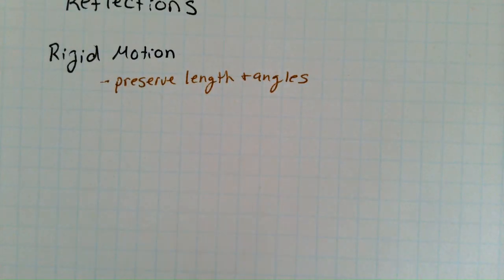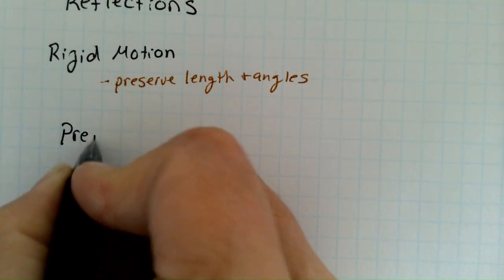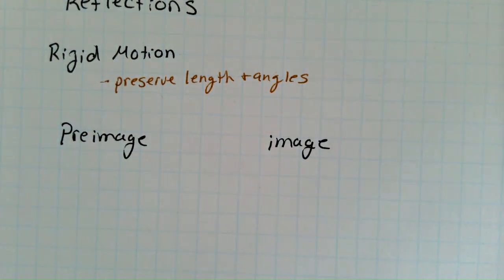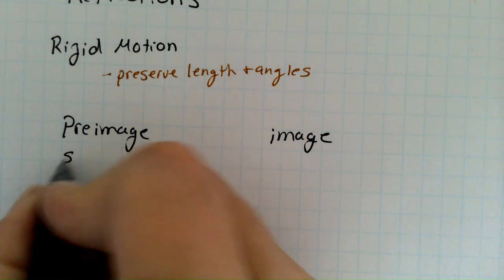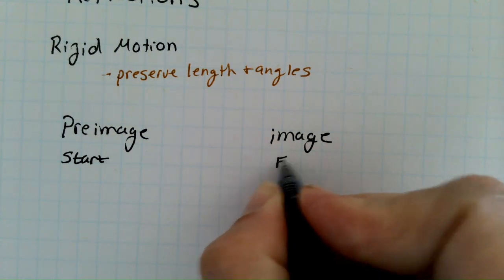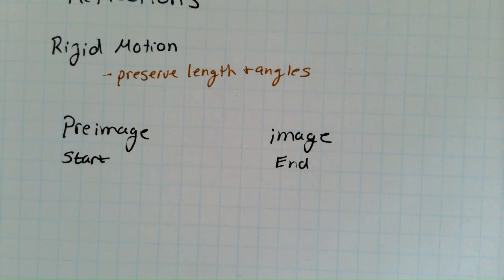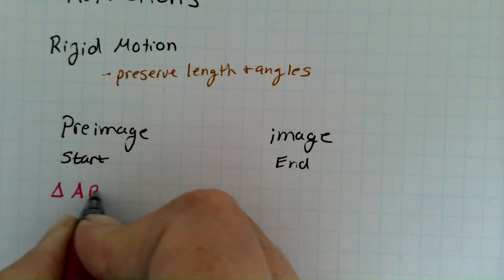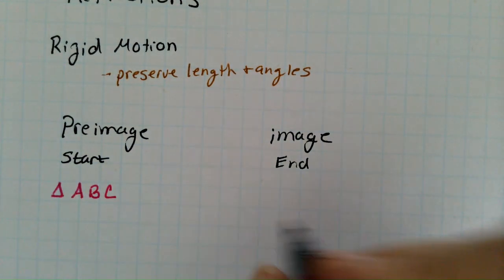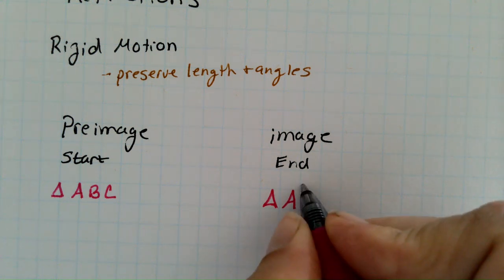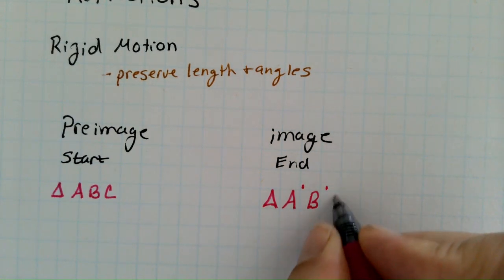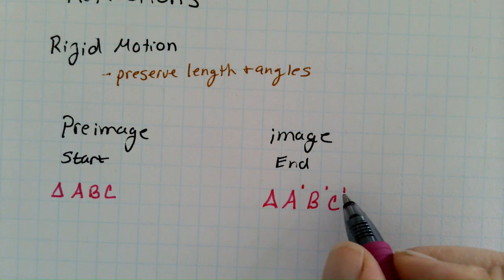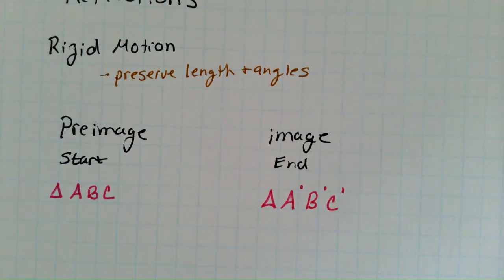In geometry, they're going to give you a pre-image and an image. So the pre-image is what you start with, and the image is what you end with. So it's really important that we understand how they're going to notate it. So they might say triangle A, B, C for the pre-image, and triangle A', B', C' for the image. If you do two steps, then they'll put two dashes for the second step. So that's how they indicate the difference between them.